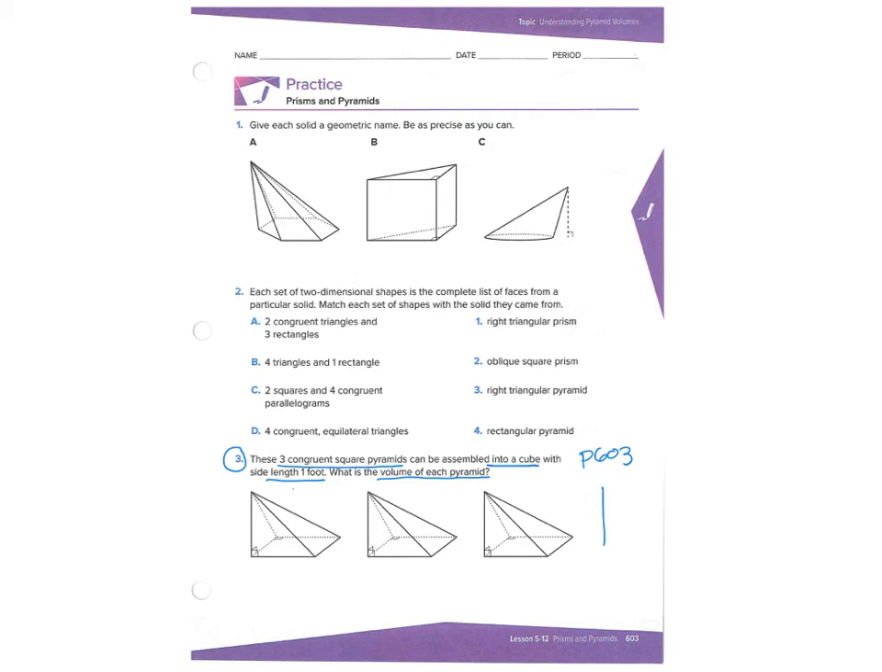So you need to think about the cube that these 3 come together and assemble and make. This cube would be a 1 by 1 by 1 cube. Think about what the volume of my cube is. What does that mean for the volume of each one of my pyramids?